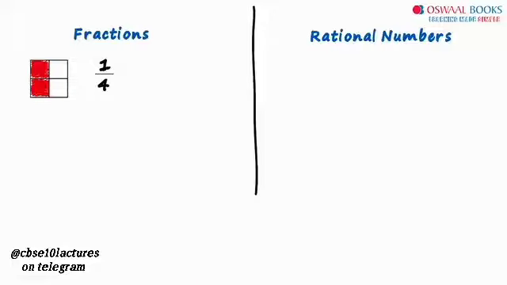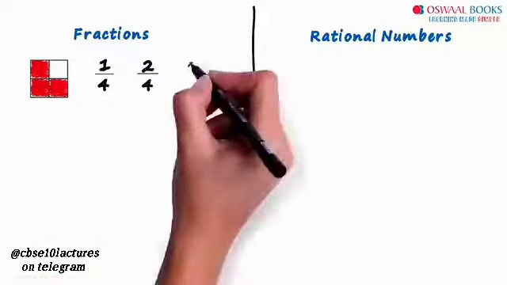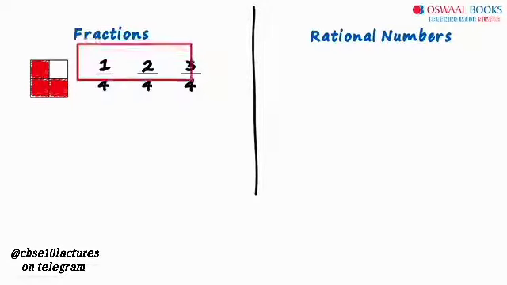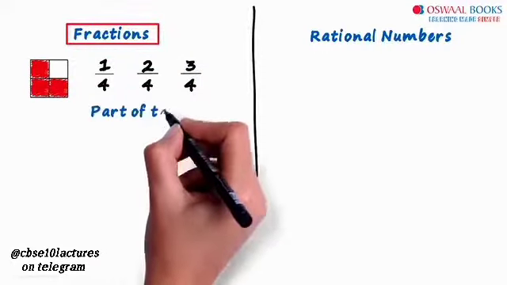What if 2 parts are colored? Simple. You say that 2 out of 4 parts are colored. And if 3 are colored, we say that 3 out of 4 parts are colored. All these numbers you see here are fractions. They are a part of the whole.